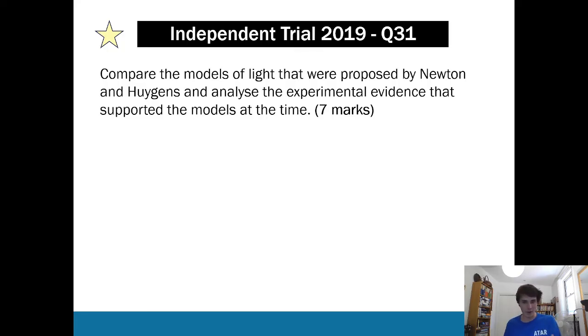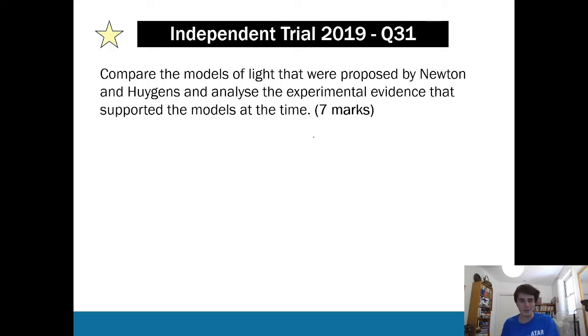Now, the question is 7 marks, and it's kind of a more essay style question that we're dealing with here, right? But we can still employ those same techniques that we had previously. Most specifically, we can really easily break the question down into much more manageable chunks, right? Because we're comparing the models of light between Newton and Huygens, and in order to do that, we're going to analyze the experimental evidence for each.